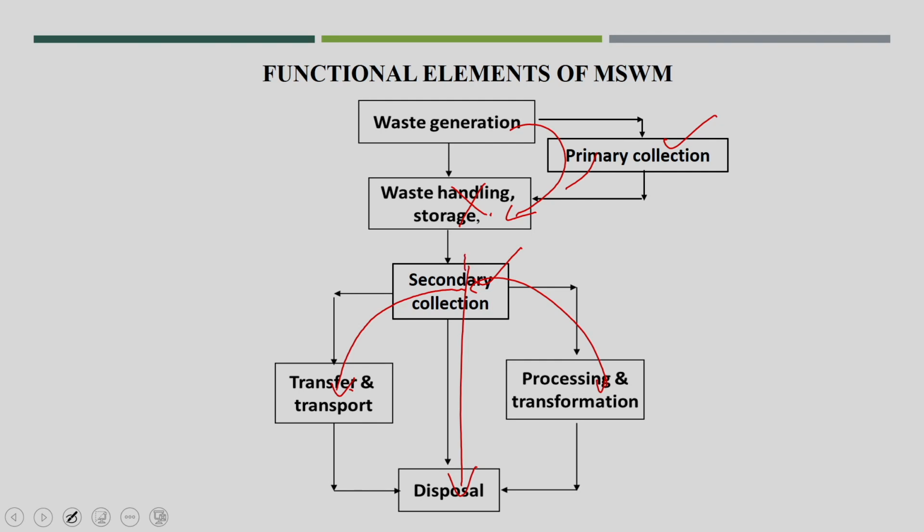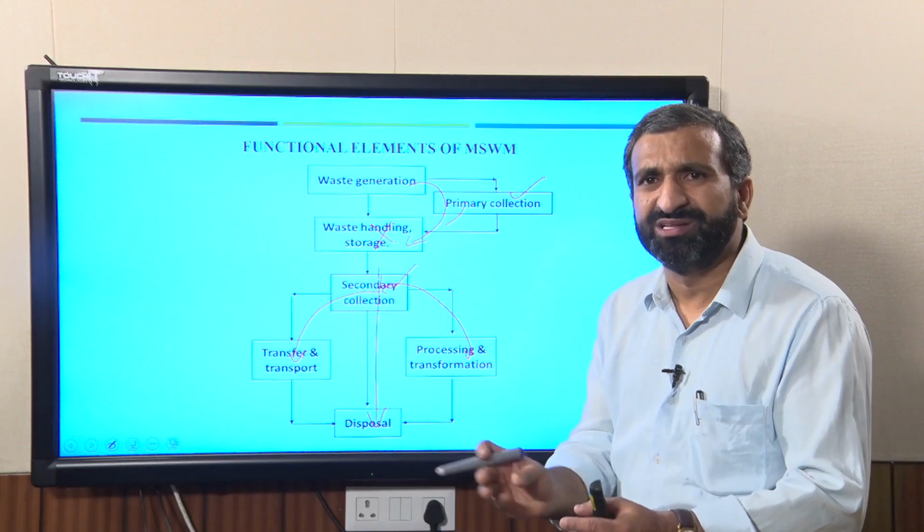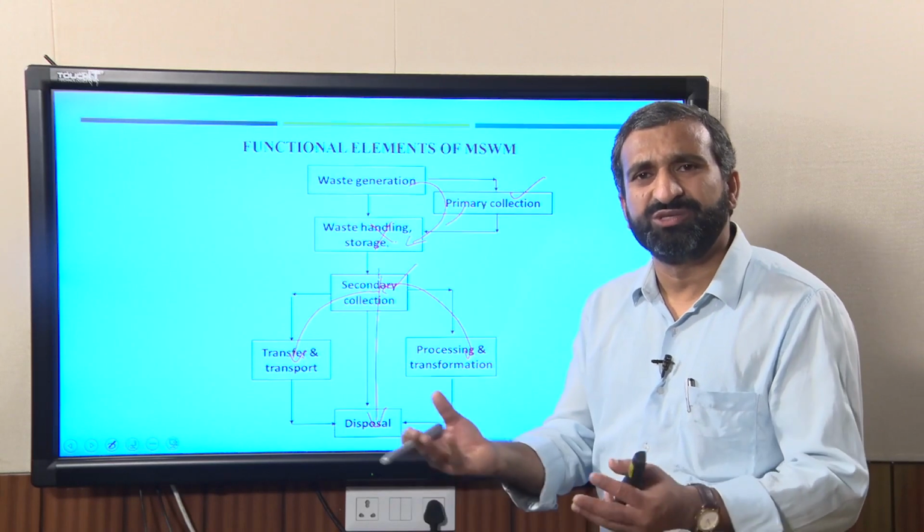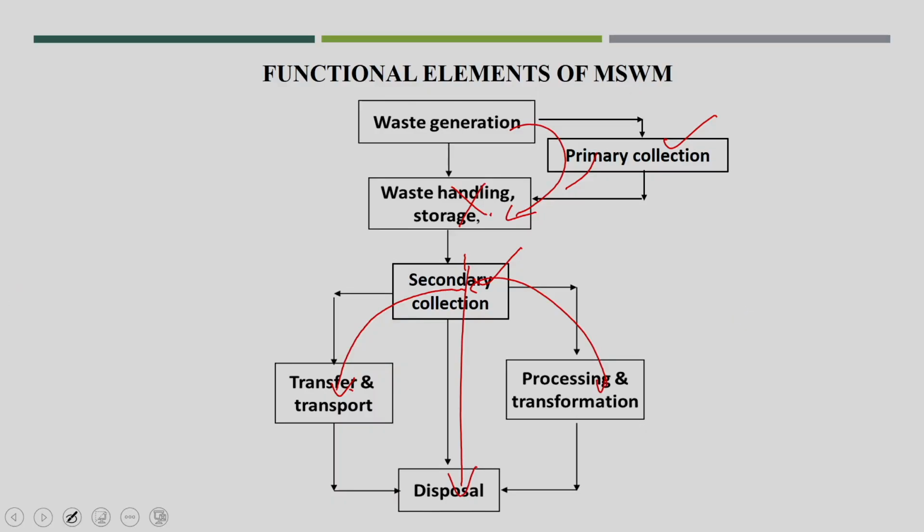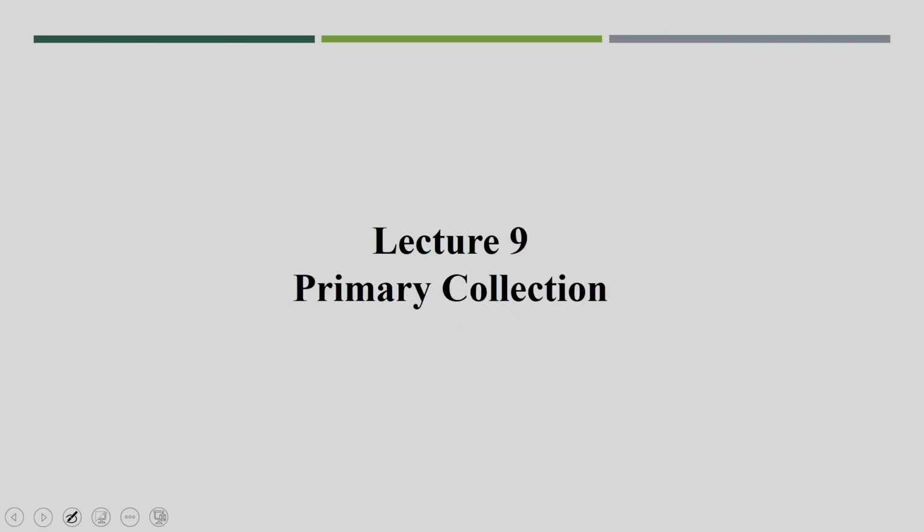The vehicle size will be smaller, which can take maybe 1, 2 or 3 tons of waste, and it has to travel inside the city area. So the size of the vehicle should also be small, and it will go to either the processing site or the disposal site. That is why I thought of separating collection into two different ideas, primary collection and secondary collection, which will be more beneficial. So, this lecture is on primary collection.